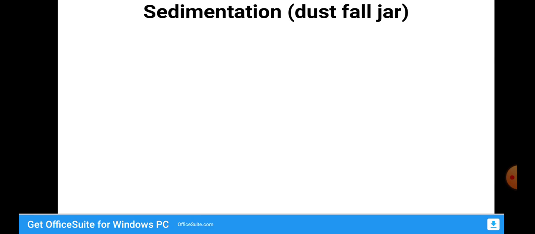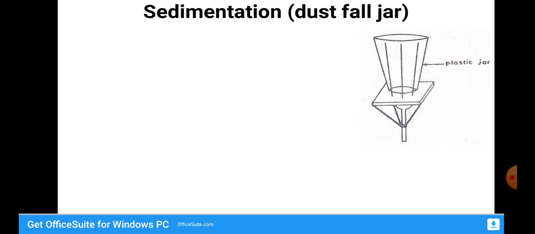First technique is sedimentation technique, and the equipment which is used is dust fall jar. So this is figure of dust fall jar. As you can see here, a plastic jar is used for collection for sampling of particulate air pollutants.